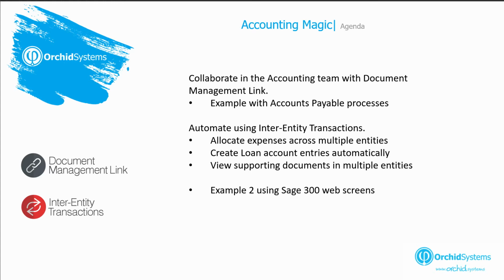Finally, Anne will present a scenario using the Sage 300 web screens to allocate rent received in Entity 1 on behalf of other entities and create the general ledger account entries automatically. This will demonstrate that inter-entity works with the Sage 300 web screens as well as the desktop screens once they are configured. Over to you, Nancy.